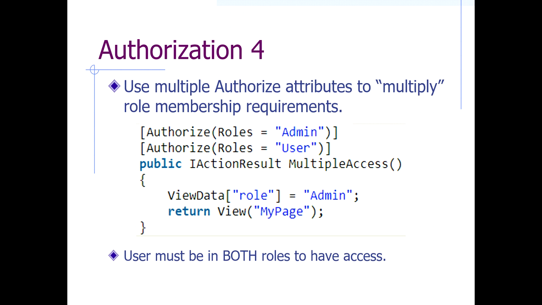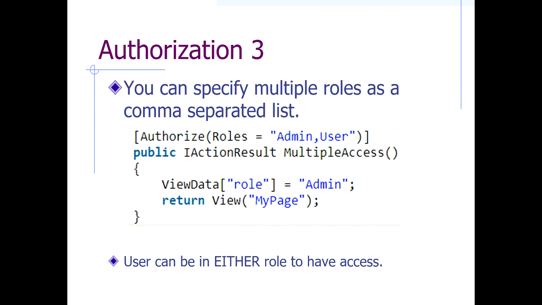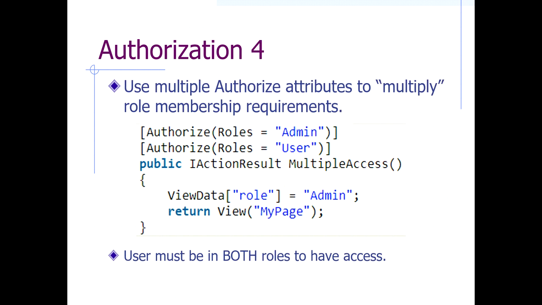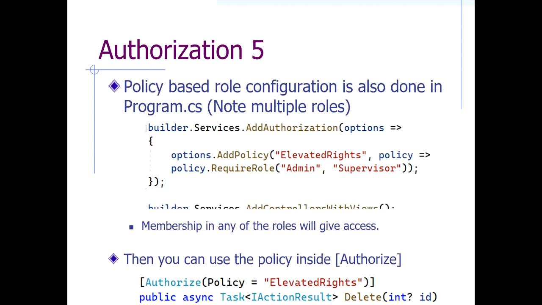Again, taking advantage of the flexibility we have due to a many-to-many relationship between user and roles, right? So in this case, they'd have to be in the admin role and also in the user role in order to gain access to whatever this action result was going to do for them. Okay. So again, contrast: if you just comma separate them, anyone is fine. If you multiply them like this with multiple authorize attributes, then they have to be in all of them.